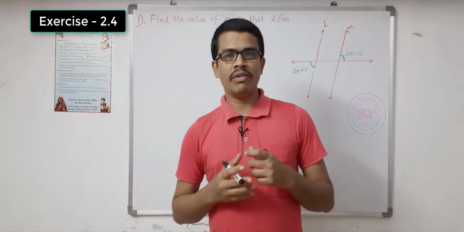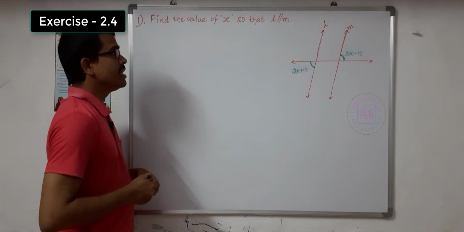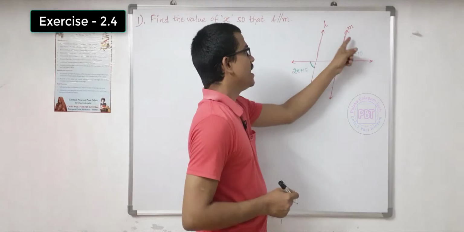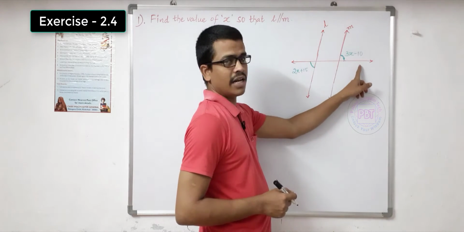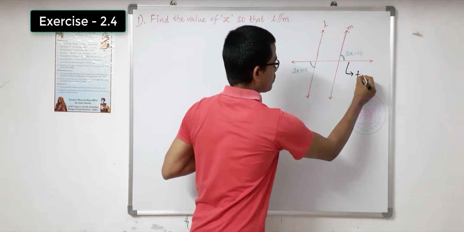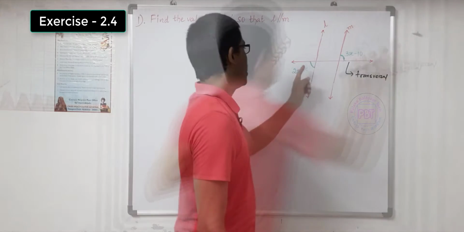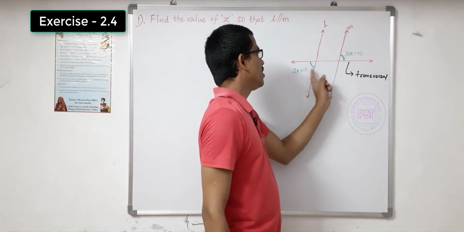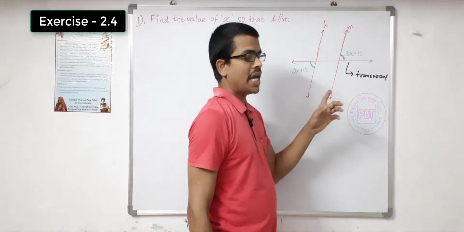Let us enter into the video. The first question is, find the value of x so that L is parallel to M. L and M are parallels and these two parallel lines are intersected by another line. So this line is called the transversal. And these two angles are called the alternate exterior angles. So alternate exterior angles are equal in measure.